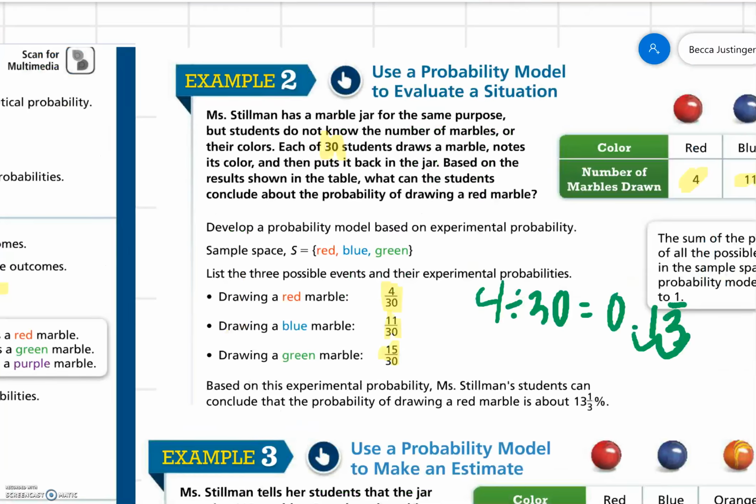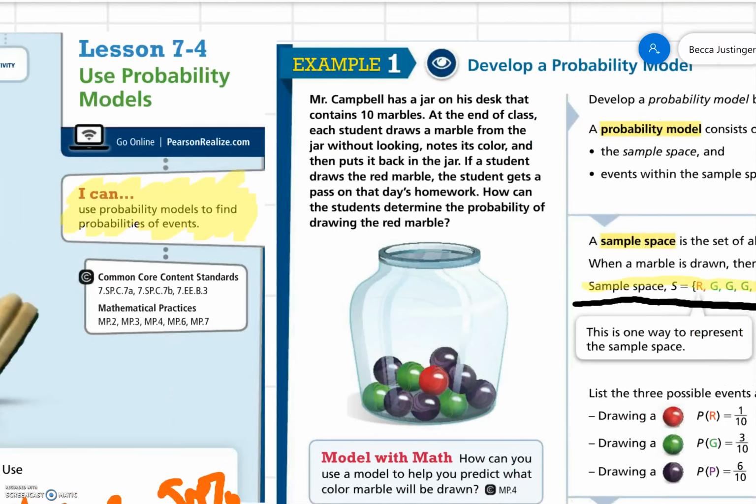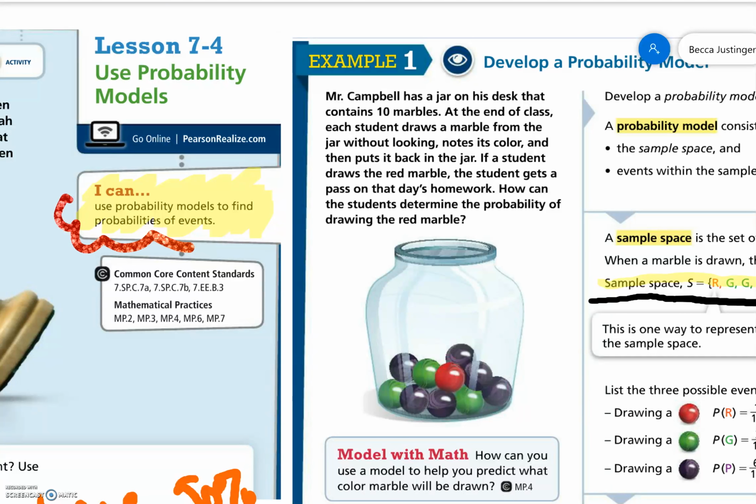Okay, 7th grade, let's say it. I can use probability models to find the probabilities of events.